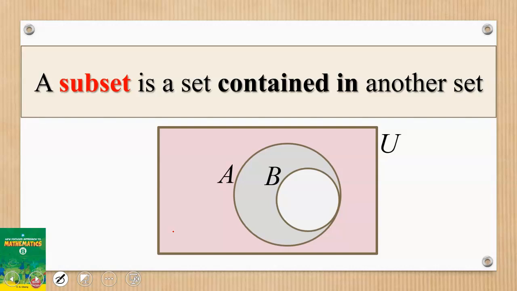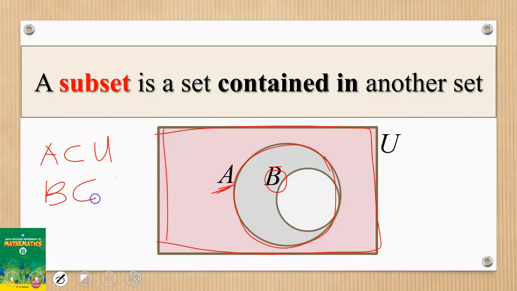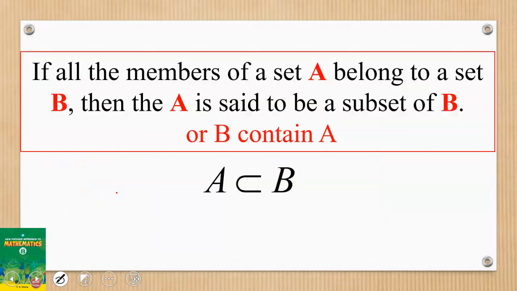Right. So in representation with a diagram, this rectangle represents the universal set. You see set A, that is the circle. That is set A. So we can say set A is a subset of the universal set. Then set B is also inside set A. So we can say B is a subset of A. That is what subset is all about: a set contained in another set.